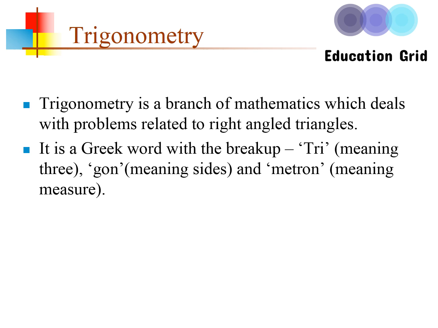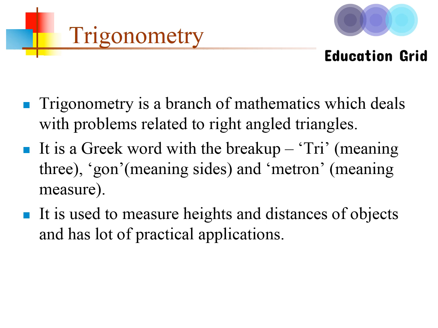To give you some basic information, the history: this word trigonometry comes from a Greek word with the breakup tri meaning three, gon meaning sides, and metron meaning measure. So this is the measure of the three sides, that is, of a triangle. It is used to measure heights and distances of objects and has a lot of practical applications, as you will see further.